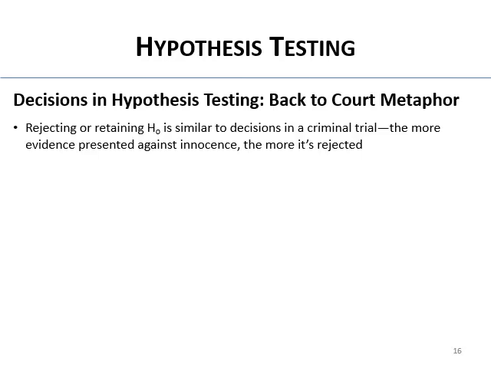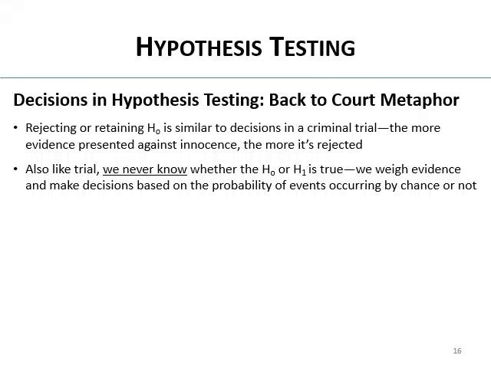So let's go back to our court metaphor on hypothesis testing. So rejecting or retaining the null, it's similar to decisions in a criminal trial. The more evidence you present against innocence, the more likely it's going to be rejected, right? So also like a trial, we never know really whether the null or the alternative is true. You don't actually know if the person killed him or not.